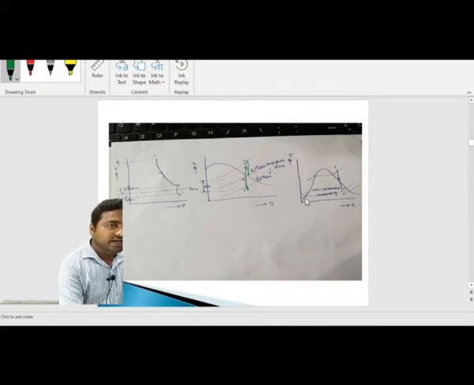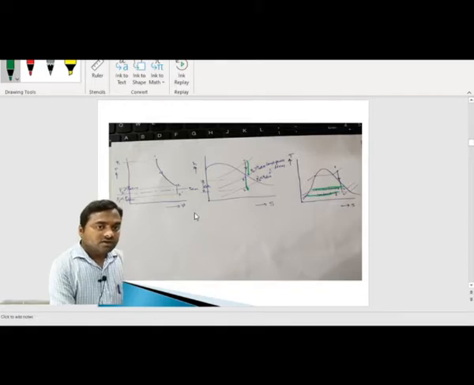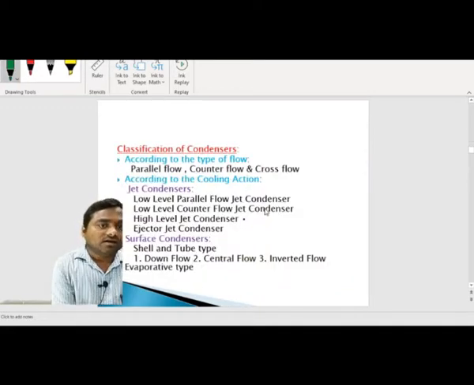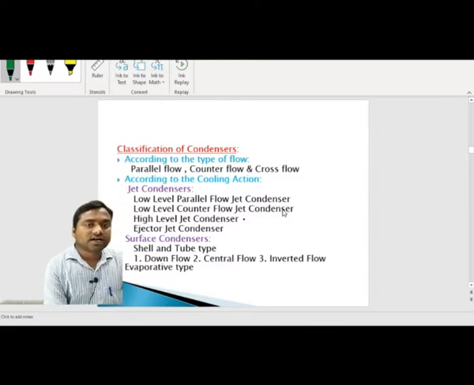Similarly, in the TS diagram also, you can see the amount of latent heat which has been released through condensation. This is the condensing case, and this is the non-condensing plant. Like this you can show in the PV diagram, HS diagram and TS diagram what the condenser position is. So what are the classifications of the condensers?